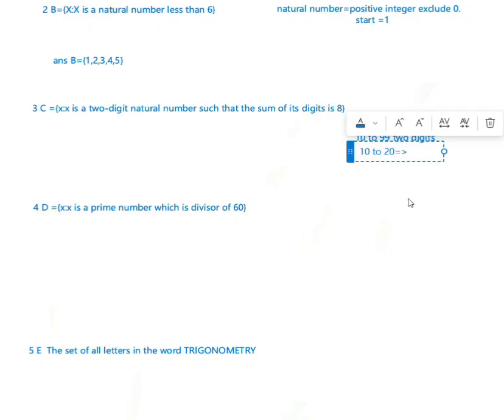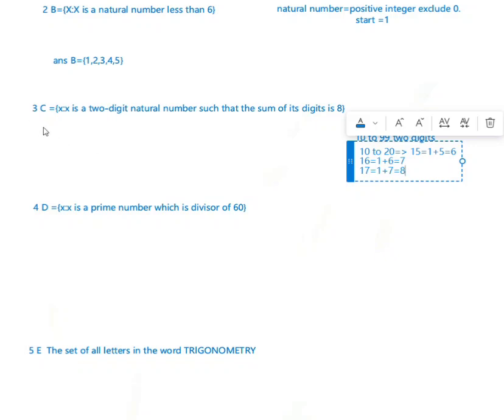If we guess 50, then 5 plus 0, the digit sum, is 5. So we have to go to a higher number. If we think about 60, then the sum of digits is 6. If 70, then the sum of its digits is 7. Then 80 gives 8.